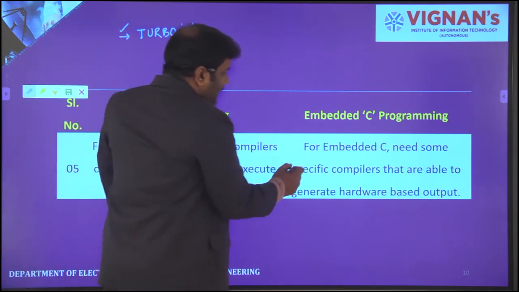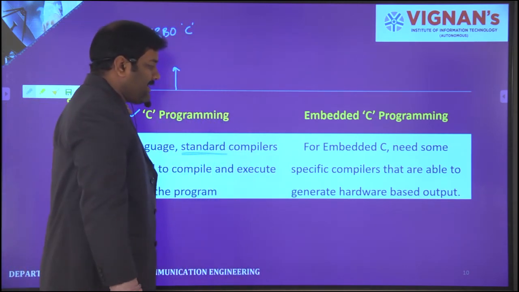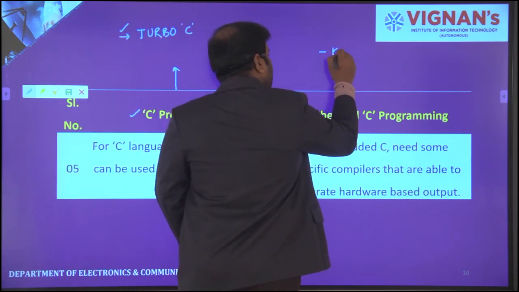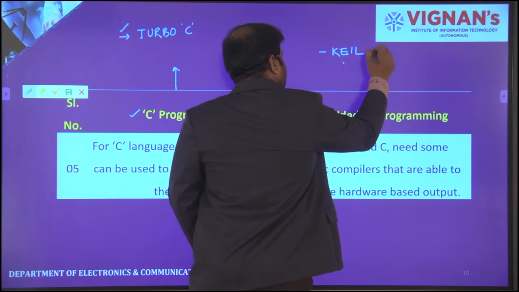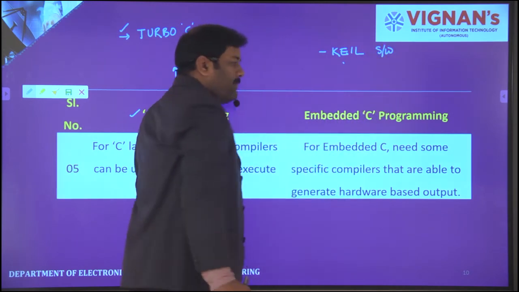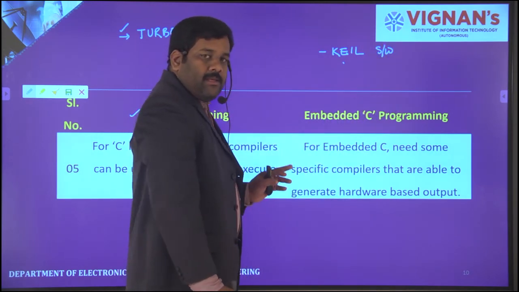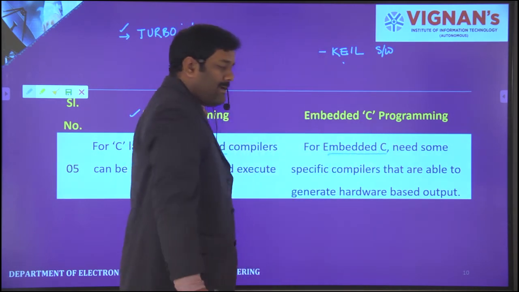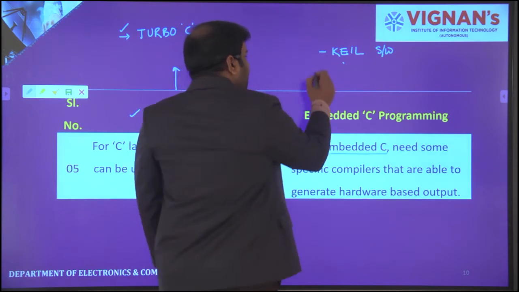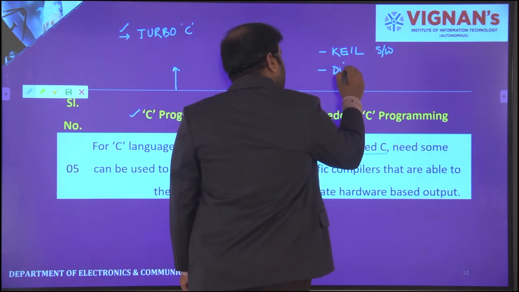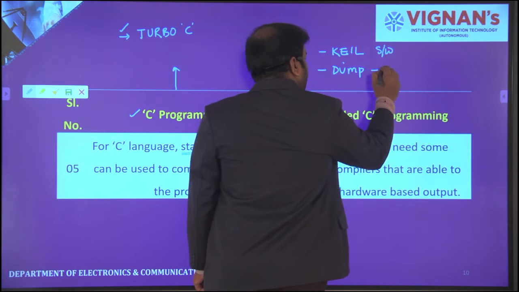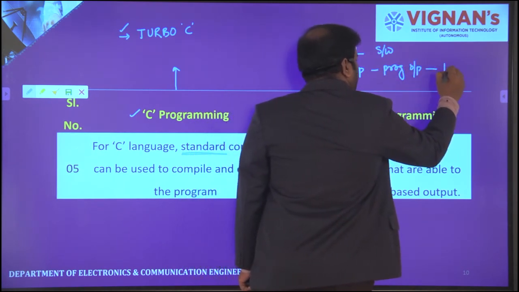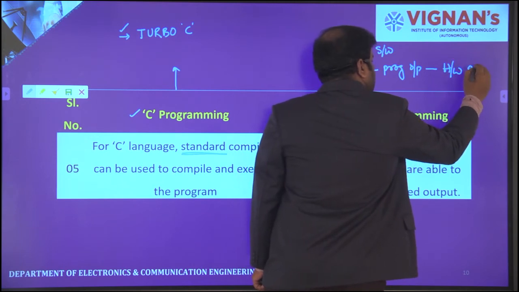With embedded C, you need specific compilers that are able to generate hardware based output, because here you need Keil. It is software which will compile and find the errors in a program written in embedded C. But whenever you need to dump the program output into hardware as input.